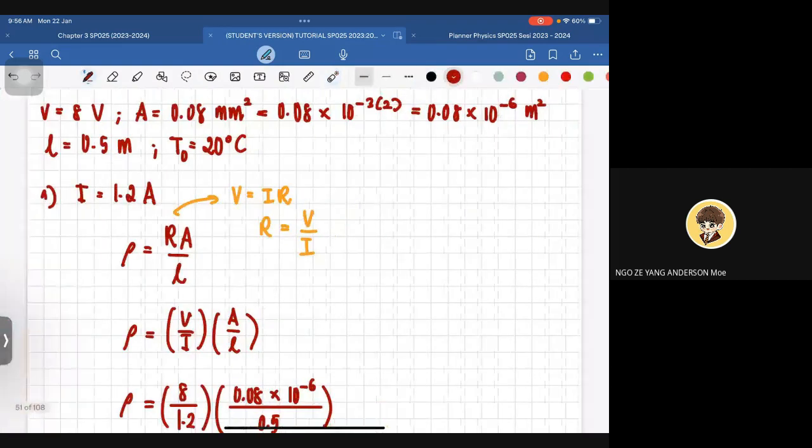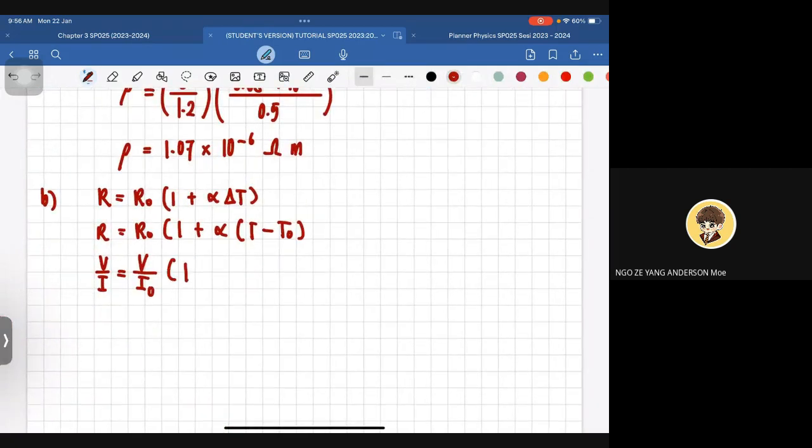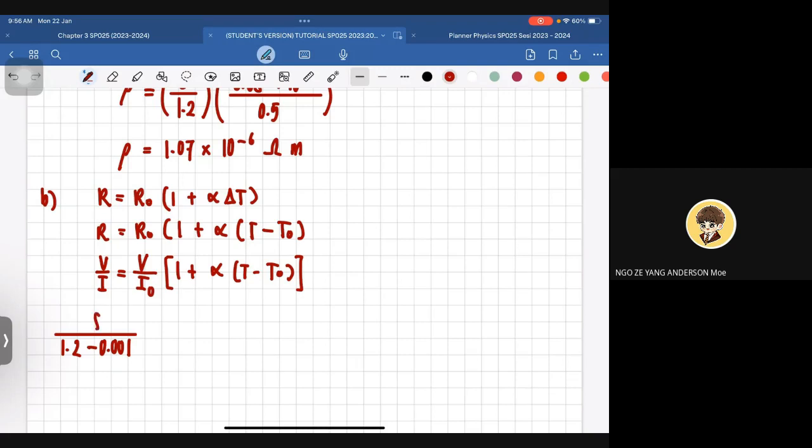Okay, so from here, 1 plus alpha, 1 plus alpha T minus T naught, then kamu just substitute lah. So current ni dia cakap decreases by 0.001. So kita kena tolak 1.2 ni, tolak 0.001. Okay, so voltage dia ni masih lagi sama. Yang ini 8, ini 1.2 lah. So from here, we are looking for delta T lah.